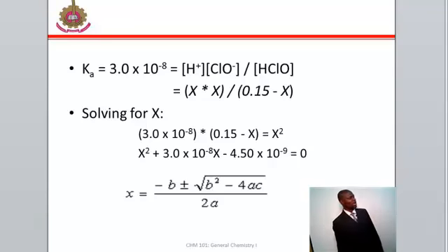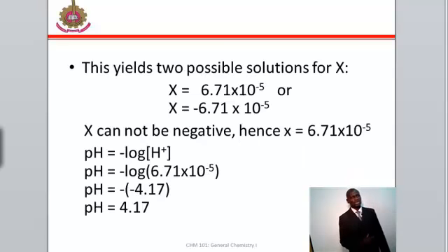Using the quadratic formula, x equals minus b plus or minus the square root of b squared minus 4ac over 2a, we can find the value of x. When that was done, a careful evaluation gave x to be 6.71 times 10 to the power minus 5 and minus 6.71 times 10 to the power minus 5. Ordinarily, x cannot be negative, so we have to ignore the negative value and take the positive value. Hence, our x is 6.71 times 10 to the power minus 5.